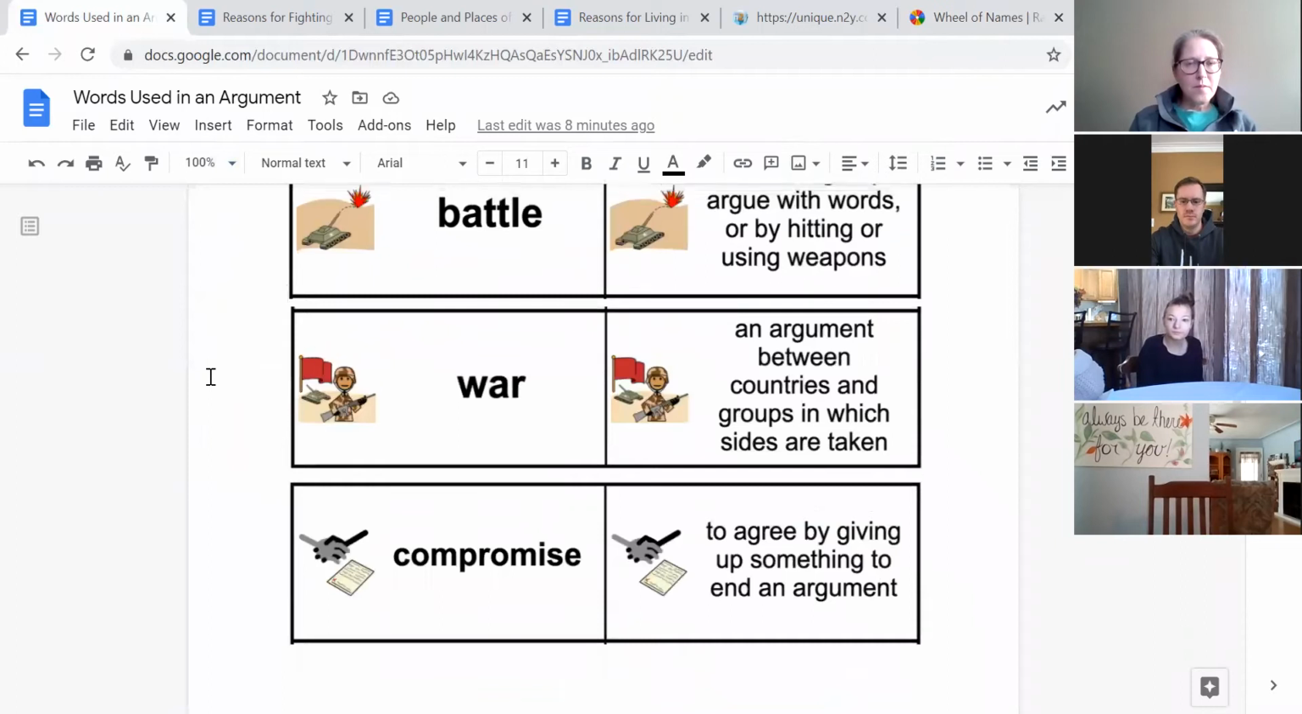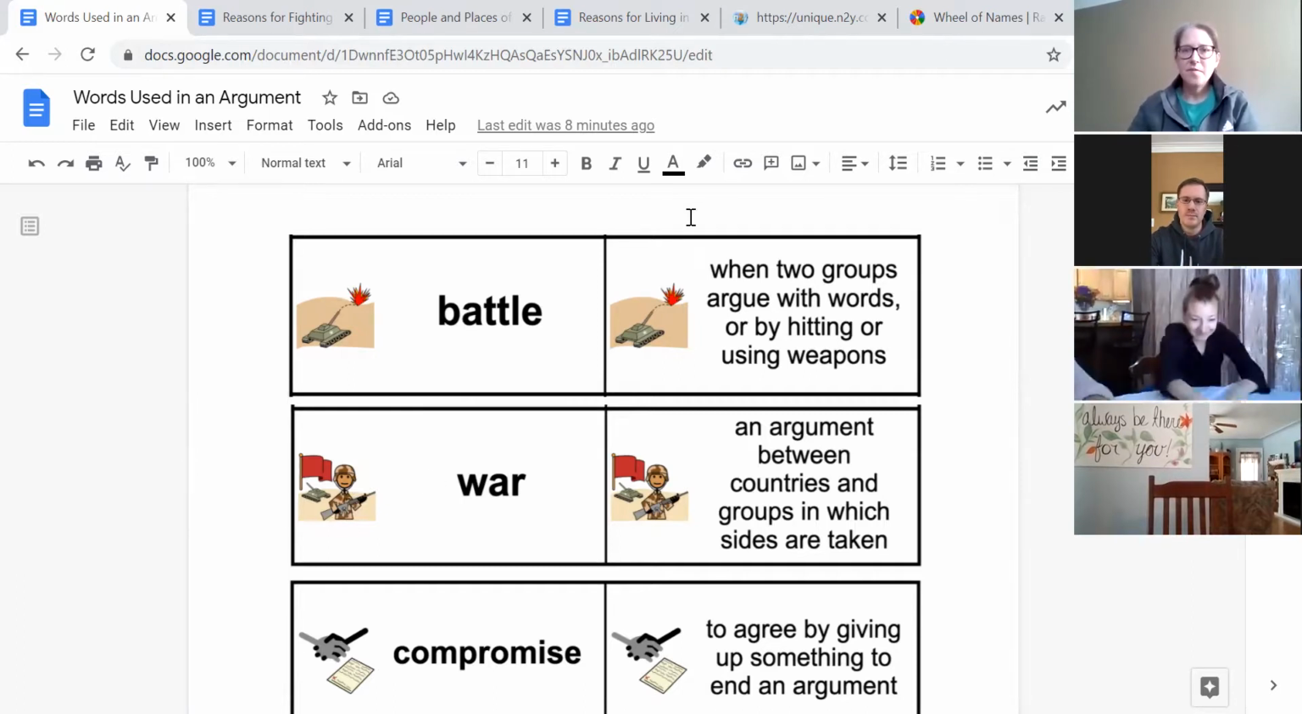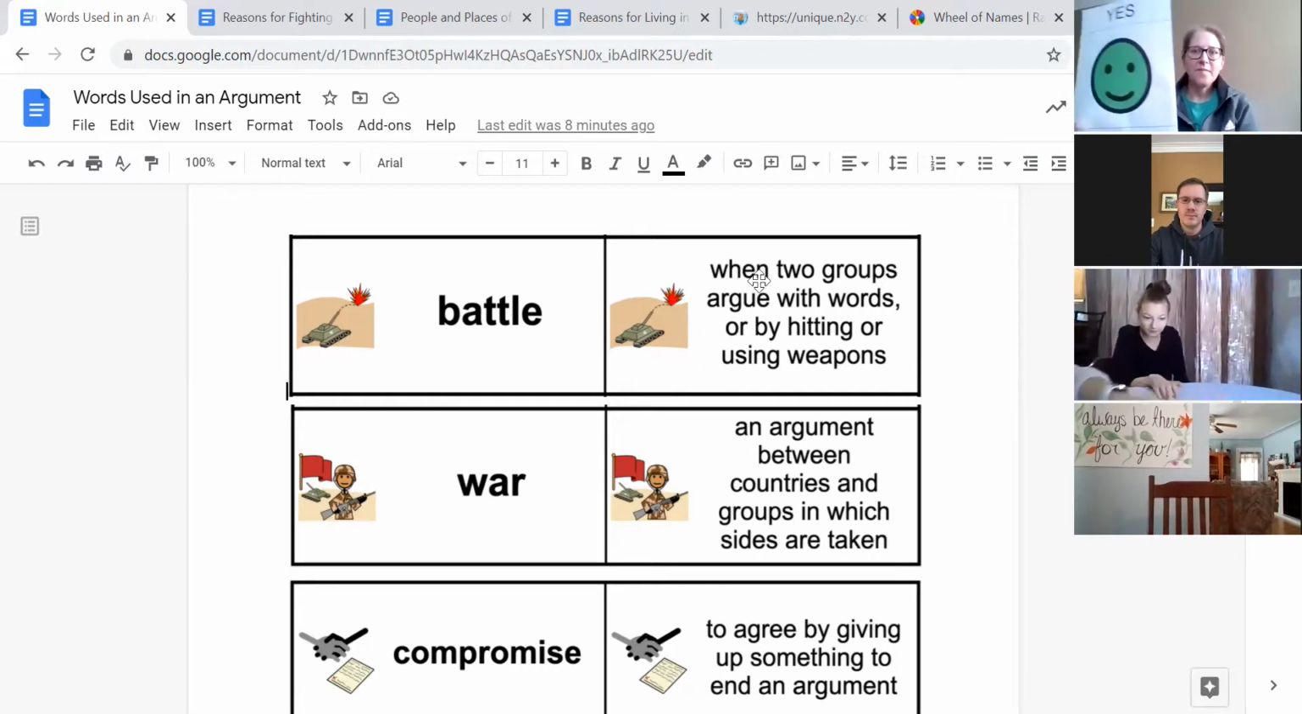Battle, war, or compromise. And remember before we said compromise was an agreement. So that wasn't something where they were fighting or arguing with words. They were agreeing. So let's look at battle and war. Battle says two groups argue with words or hitting or using a weapon. Does that sound like what we were just talking about? Yes.